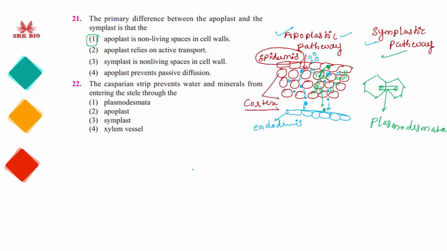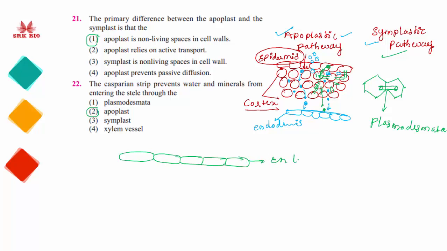Next, the Casparian strip prevents water and minerals from entering into the stele through the, very interesting question, apoplast. What I explained here: if the movement of molecules occurs in the apoplastic pathway, they will move through the intercellular spaces. But what is the character of the endodermis? Let us draw the endodermis, a little bit larger. So this is the endodermis.